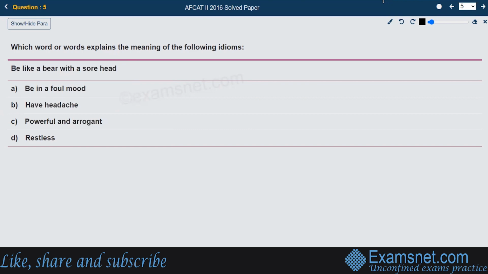Next, be like a bear with a sore head. We have to tell the meaning of be like a bear with a sore head. Let's look at the options. Be in a foul mood, that is being in a bad mood. Have headache, having a head pain.